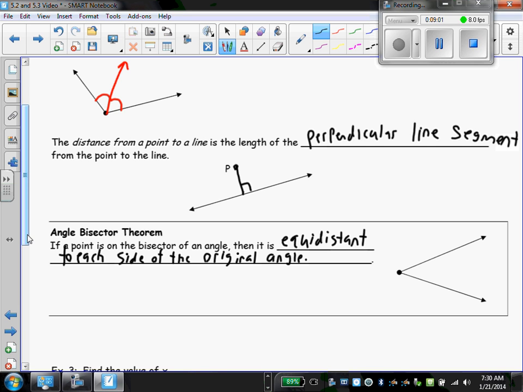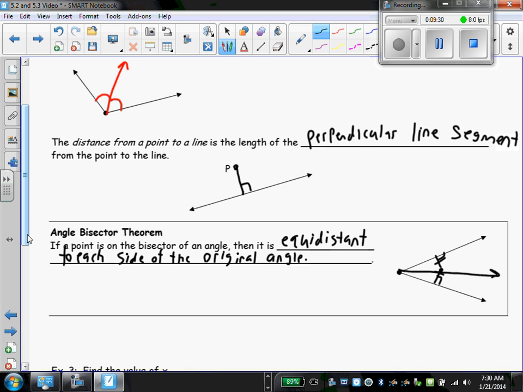So let's say that this segment here is the angle bisector. What that means is if I choose a point like right here, then if I make the perpendicular line down to this side, and I make the perpendicular line up to this side, then they're going to be the same length. This will be congruent to this. And it should work anywhere on the shape.